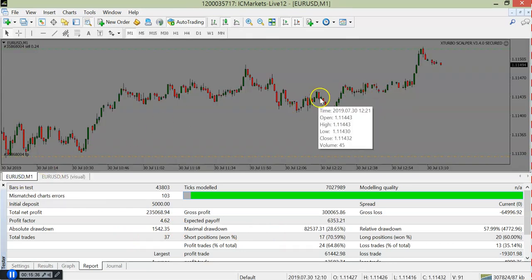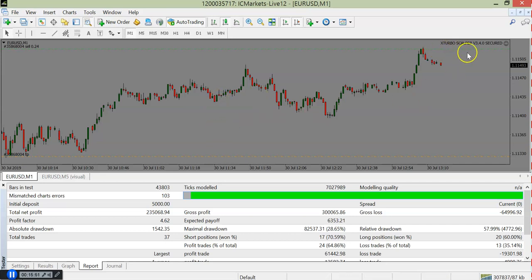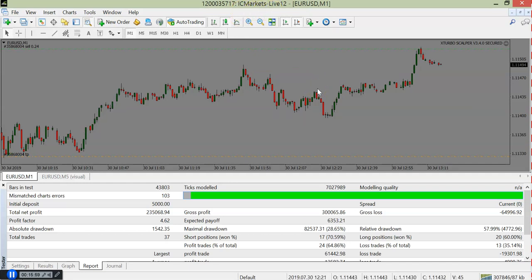So this is on my live account, trade, sell 0.24 and testing it. So guys, this was Xturbo Scalper version 3.4, latest version. We have tested it on IC Markets Live. So this is how it was in history.